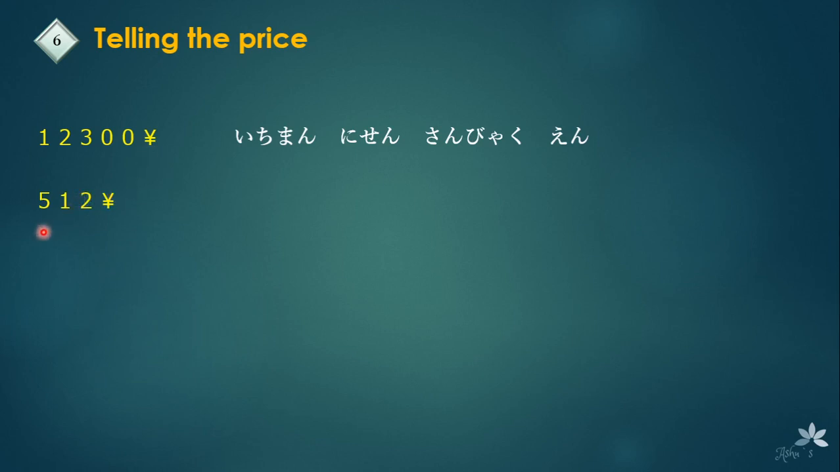Now here we have 512 yen. So how do you say this? You're going to expand the numbers. Expand the numbers and tell them. 500, 10, 2. Okay, so it will be 512 yen.